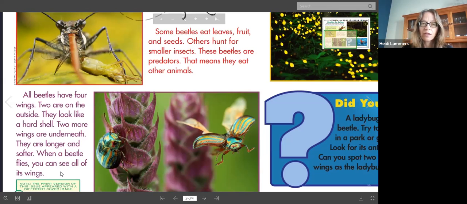So what is the action that the beetle is doing in this section? They're flying. How do they fly? What do they use? They have 4 wings. Can you describe those wings?